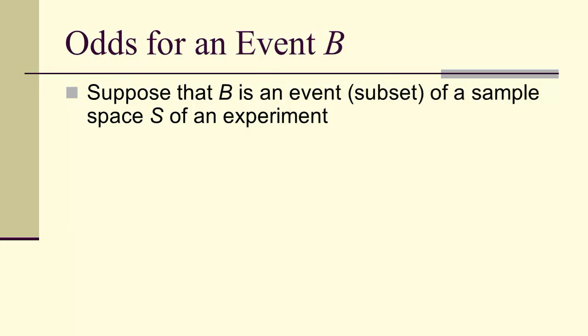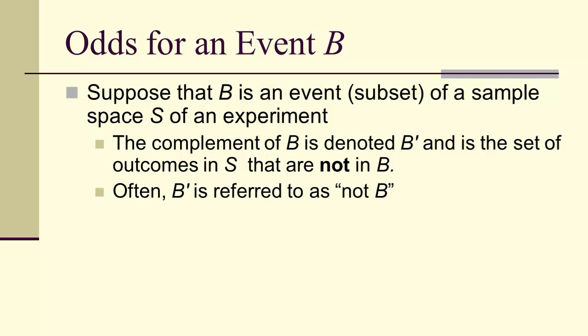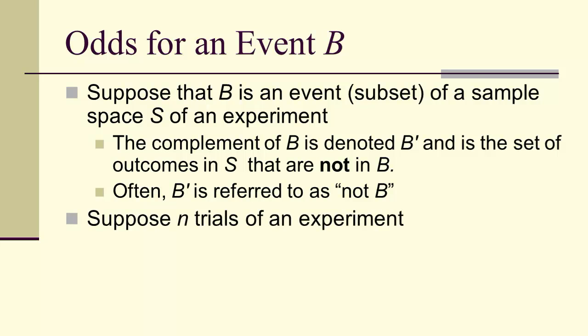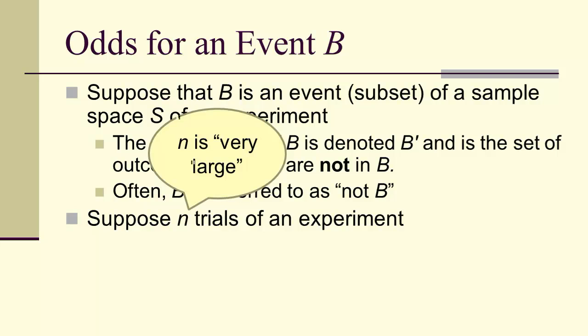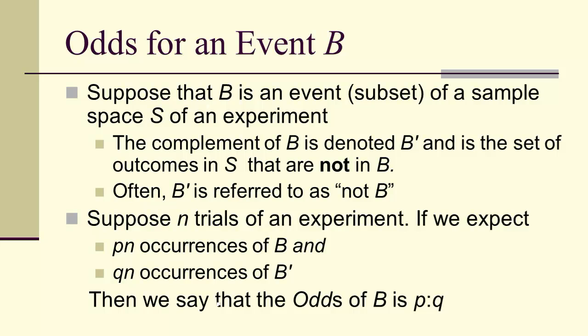So suppose we have B is an event, something that could actually happen in a sample space. The complement is B prime. That's the set of outcomes that are not in B. And B prime is often referred to as simply not B. Now suppose we had n trials of some experiment. And remember here, n is very large. If we expect Pn occurrences of B and Qn occurrences of B prime, then we say that the odds of B is P to Q.